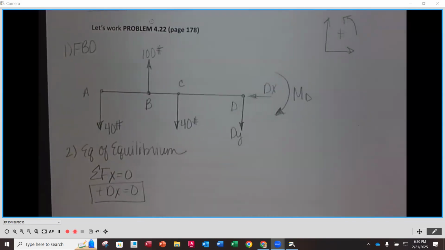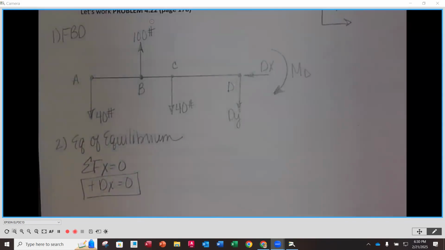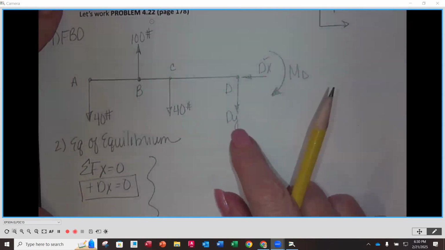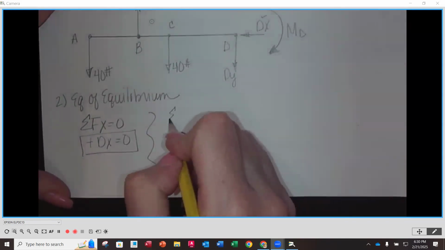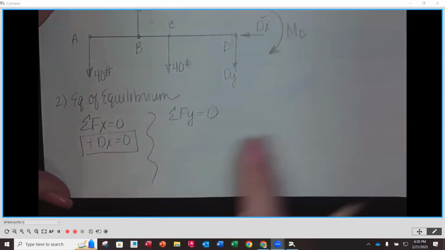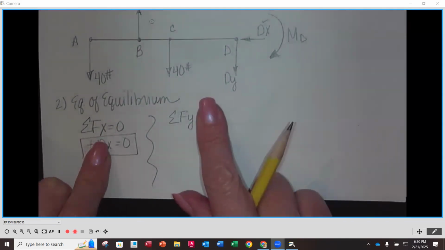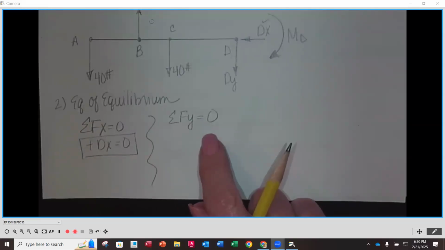If there was an actual value and we had a negative that we got, then we'd have to switch the direction. But when it's 0, it's not a big deal. So we have dx identified. So that one's done. Now we need to do our y component. So we're going to sum our forces in the y direction equal to 0. Remember, you have to write these out for me every time. It's not sum the forces in the y, it's sum the forces in the y equal 0.